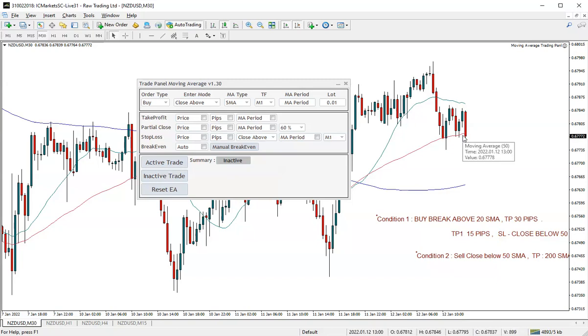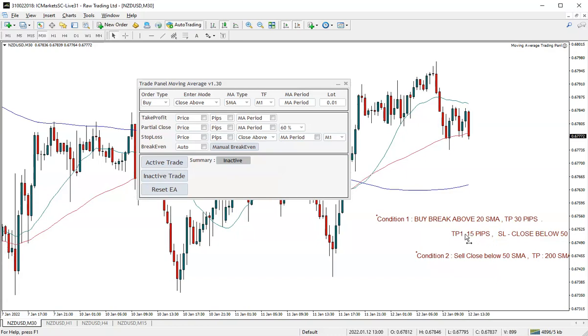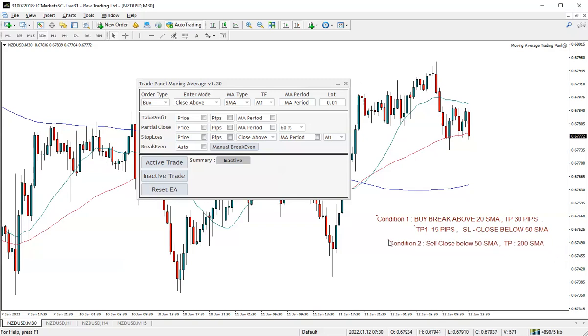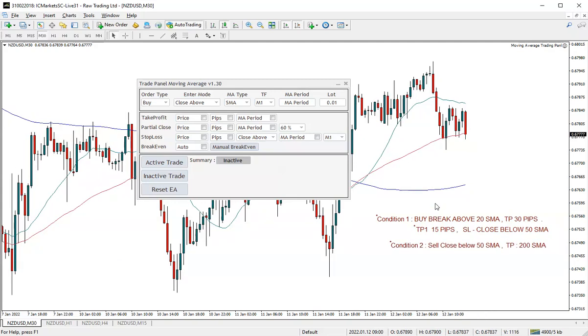this 50 moving average and can continue lower towards retest of 200 moving average. Now we'll try to trade both conditions, and I'll show you how you can do it using our trade panel.